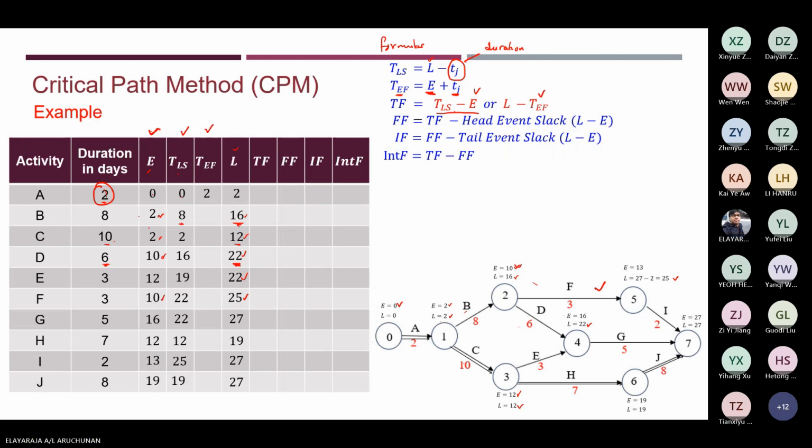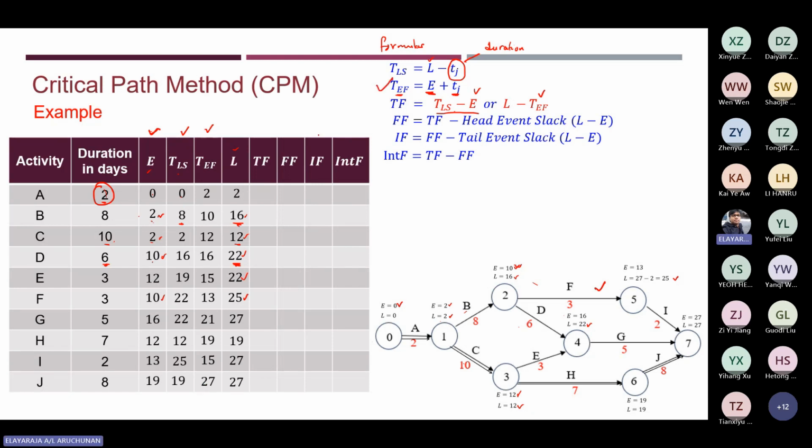You get this first. Likewise, earliest starting time plus 8, you get a 10. So earliest starting time is 2 plus 10 is 12. 10 plus 6 is 16, and so on. You get all these values. Okay, so this is the formula for EF.